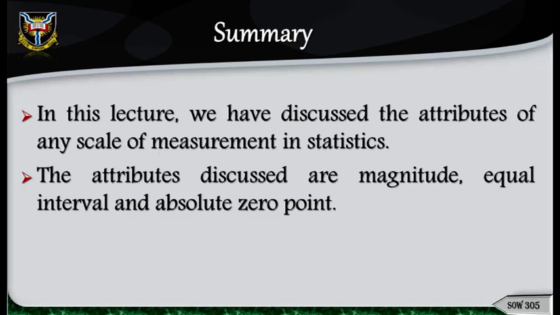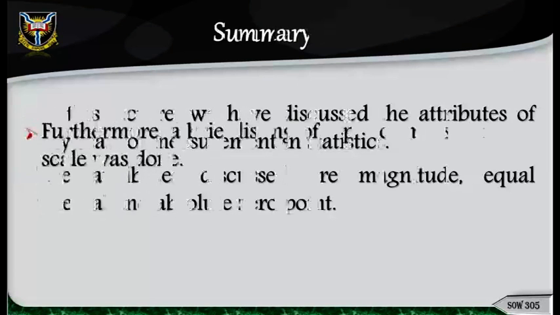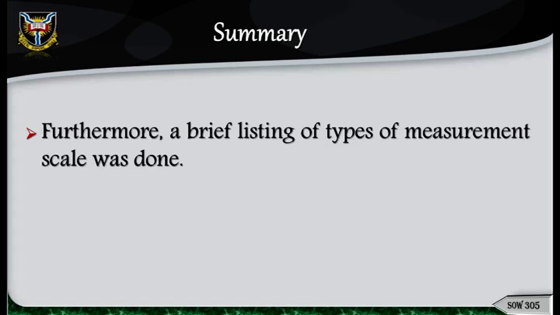Summary. In this lecture, we have discussed the attributes of any scale of measurement in statistics. The attributes discussed are magnitude, equal interval, and absolute 0 point. Furthermore, a brief listing of types of measurement scale was done.